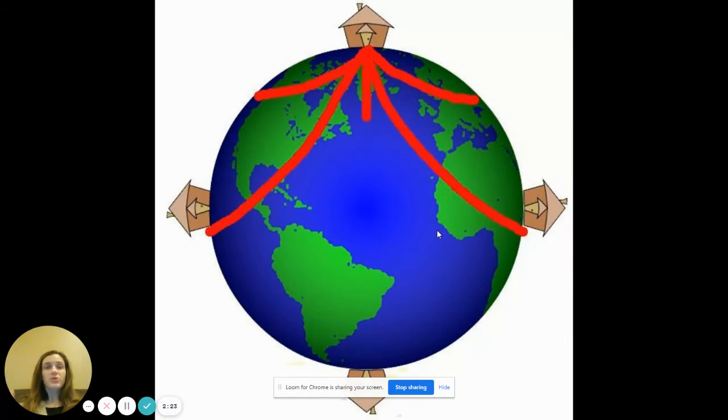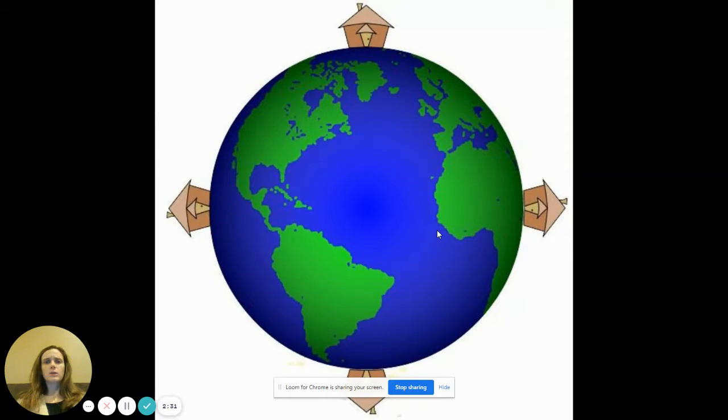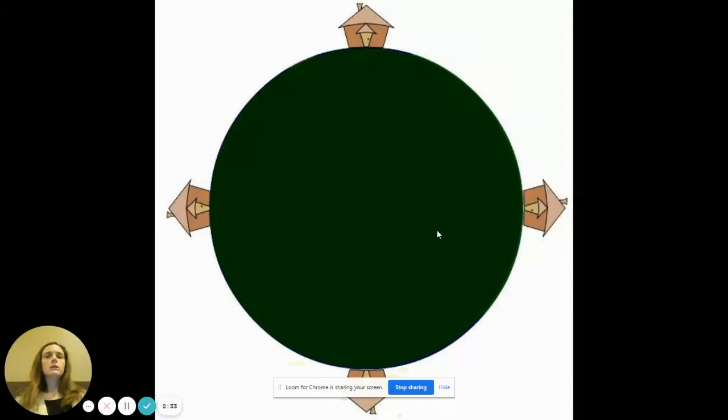Okay. Without this information, if we were just asking, how many layers does the Earth have? Well, we could only say one, because we've never been to the center of the Earth. We don't know what it looks like. So we'd say, okay, there's at least one layer. So we're going to represent that with a green circle. Okay, we're going to start with one layer.